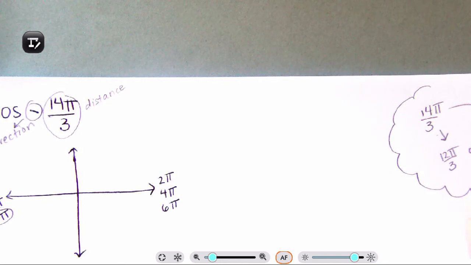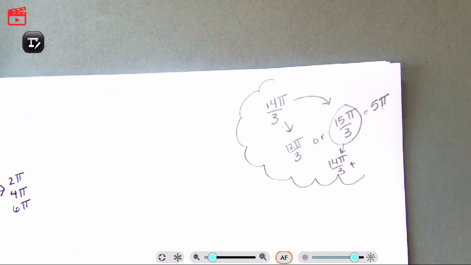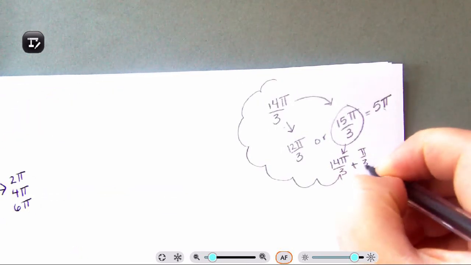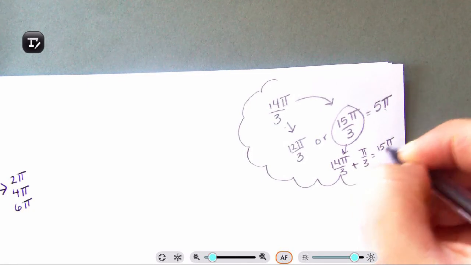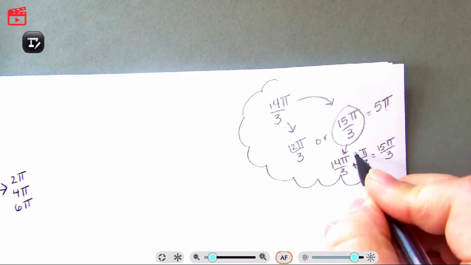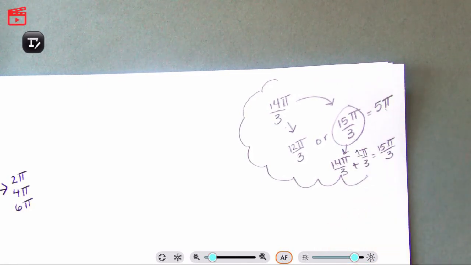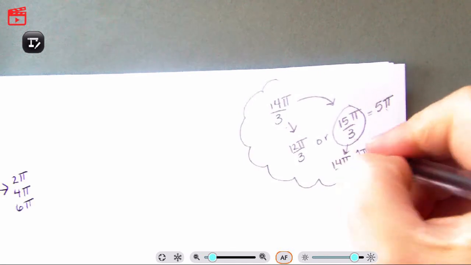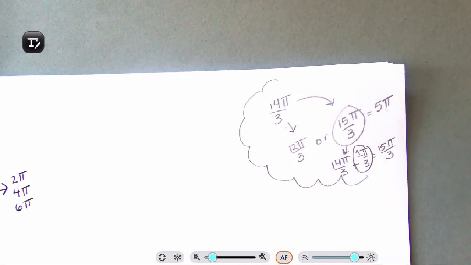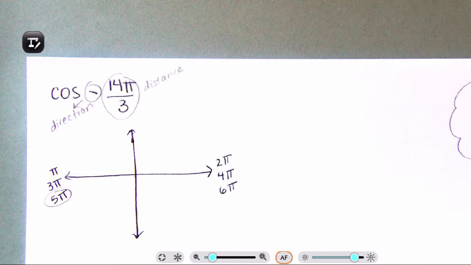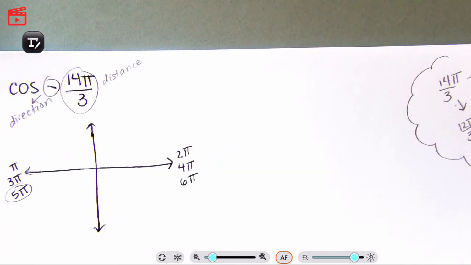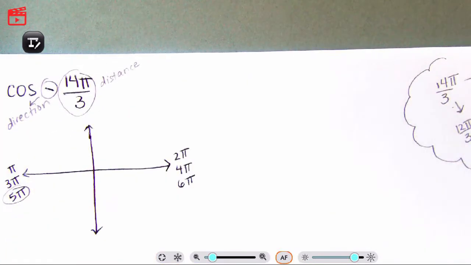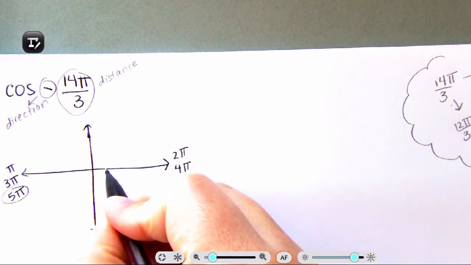Because 14 pi thirds, you can't see that, let me move that, plus pi thirds would be 15 pi thirds. 14 plus 1, that's 15 pi thirds. So we would be overshooting by 1 pi third. So that's going to be your reference angle. So let's find out where this 14 pi thirds is. We know it's going to be in the negative direction.